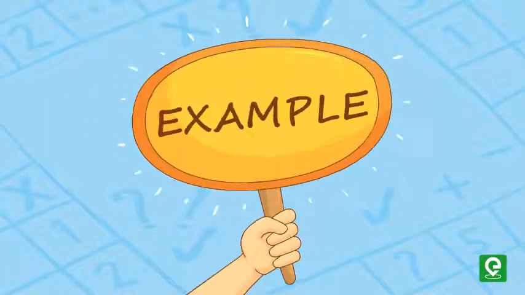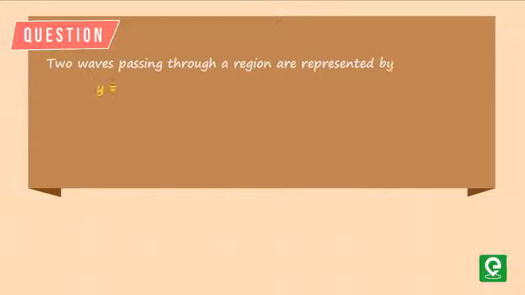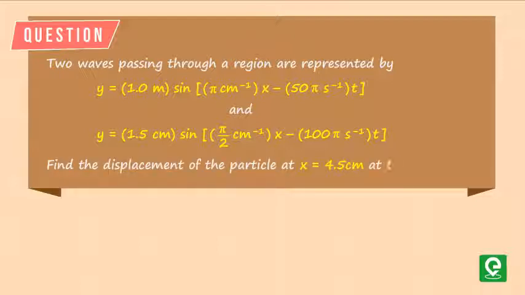Let's try a few examples to find the resultant wave. Question: two waves passing through a region are represented by y1 equal to 1 sin(πx − 50πt) and y2 equal to 1.5 sin(πx/2 − 100πt). Find the displacement of the particle at x equal to 4.5 centimeters at time t equal to 5 milliseconds.